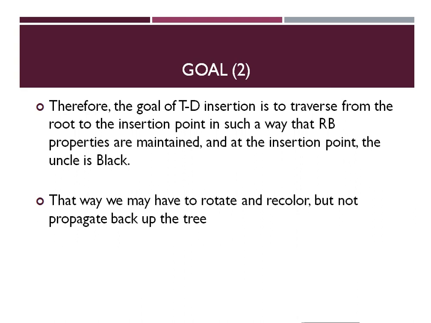Therefore, the goal of top-down insertion is to traverse from the root to the insertion point in a way that red-black properties are maintained, and at the insertion point the uncle is black. That's why we may have to rotate and recolor, but not propagate back up the tree.